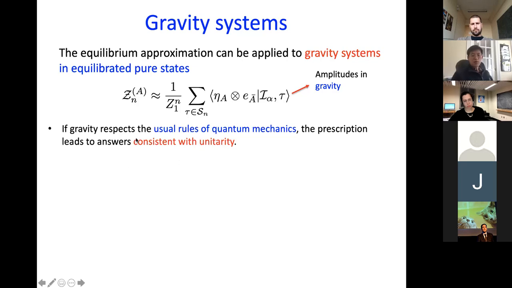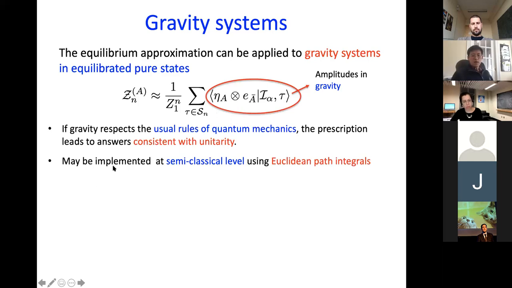So if gravity respects, say, the usual rules of quantum mechanics, and this prescription then leads to answers consistent with unitarity, then you can just use this prescription to derive the Page curve, say, without any suspense. It just guarantees the Page curve should come out, if you have applied this rule consistently. And as I mentioned earlier, this is one version of addressing the Hawking paradox, that the black hole evolution should be unitary.